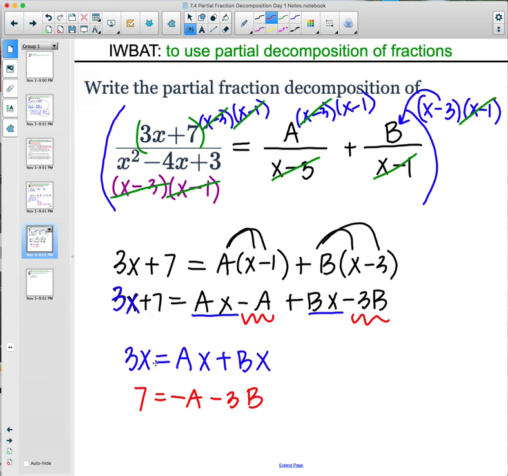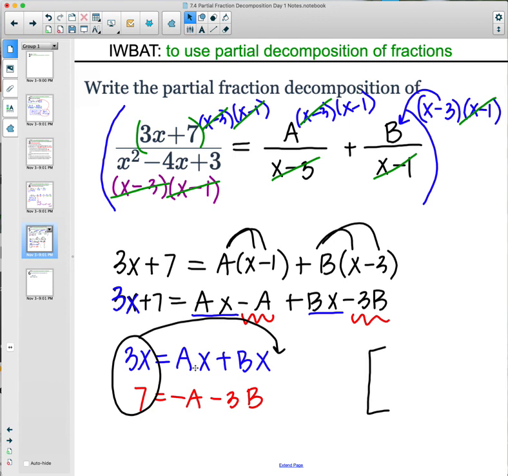So then what we're going to do is we're going to create a matrix here. And the matrix, so that we can simplify it, remember when we do our matrices, we want these to be on the right-hand side instead of the left-hand side. Okay, so we want this to say ax plus bx equals 3x instead, and negative a minus 3b equals 7. So we always want those constants on the right-hand side.